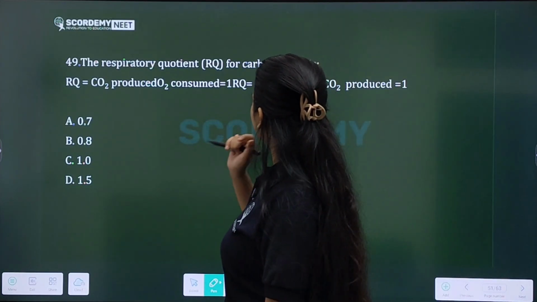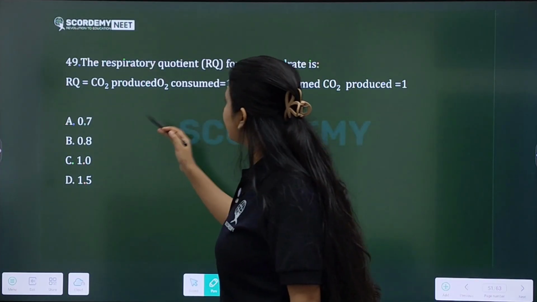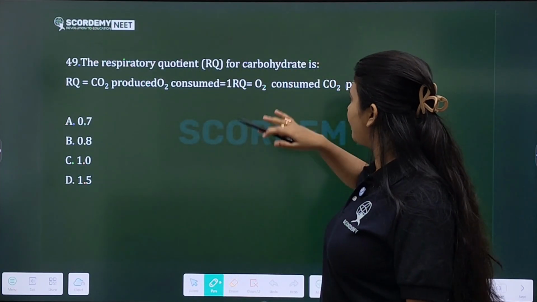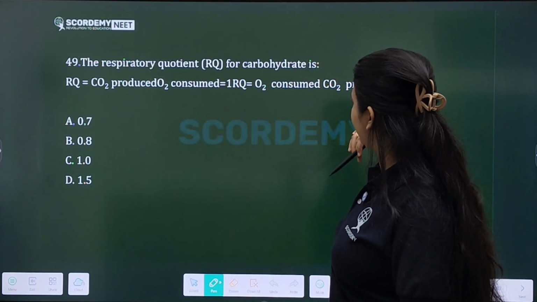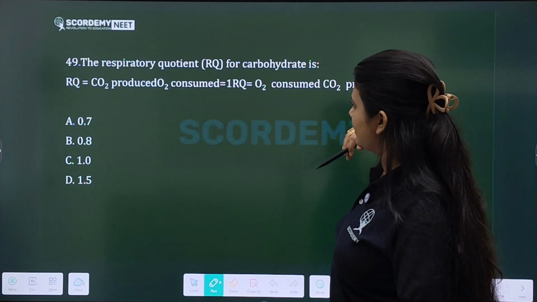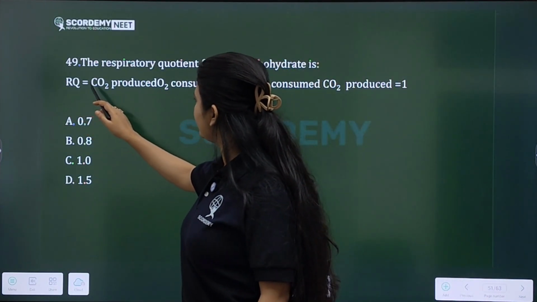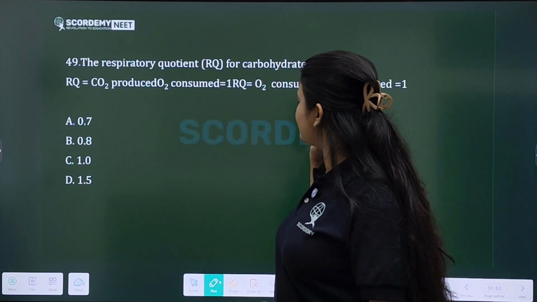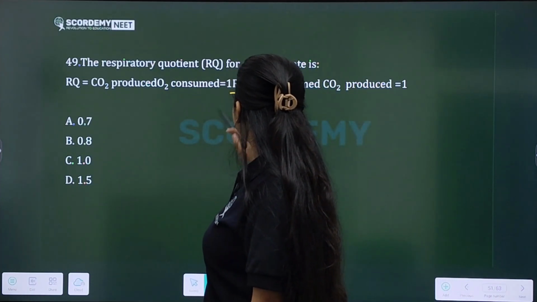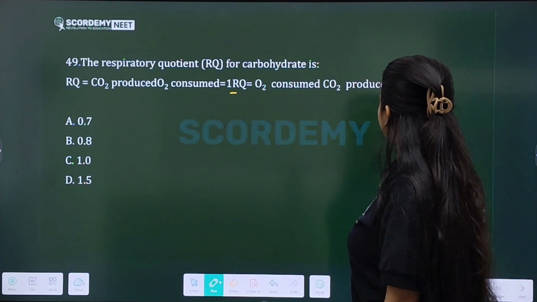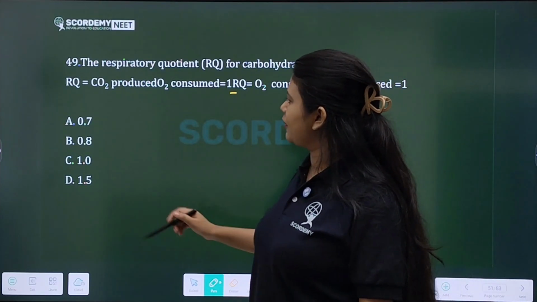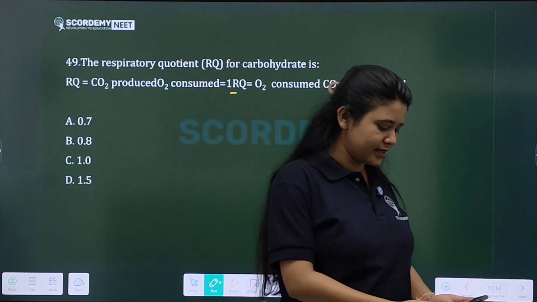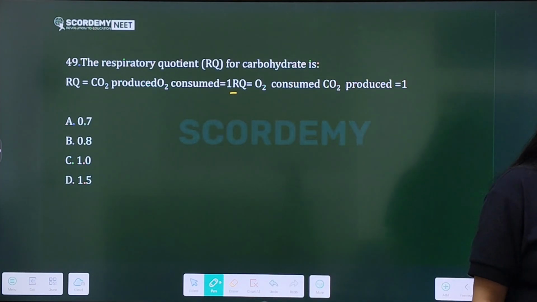Okay, then the respiratory quotient, that is RQ, for carbohydrate is what? Carbon dioxide produced upon oxygen consumed is equal to one respiratory quotient. That means your oxygen consumed, carbon dioxide produced. Okay, what is the value?